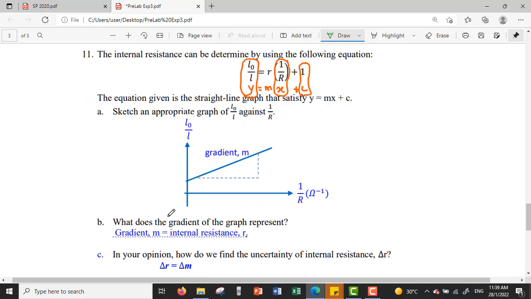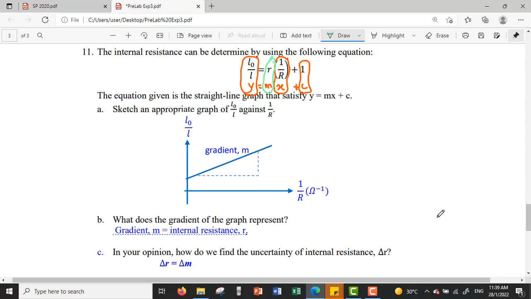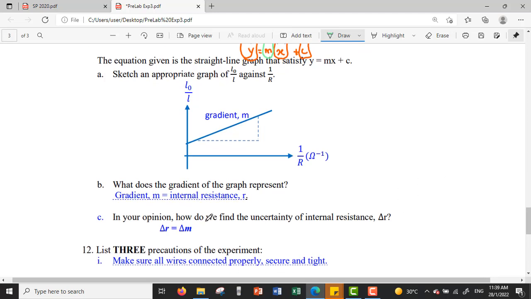Question B, what does the gradient of the graph represent? If we refer to the comparison just now, we will find out that our gradient actually represents the internal resistance r. Question C, in your opinion, how do we find the uncertainty of internal resistance, delta r? The uncertainty of the internal resistance is equal to the uncertainty of the gradient.